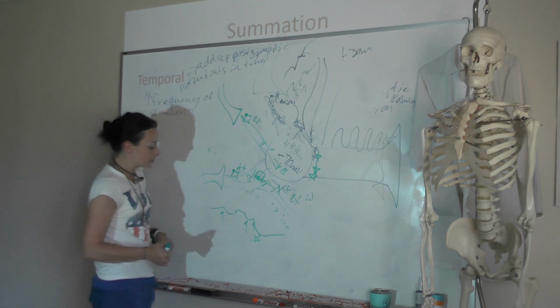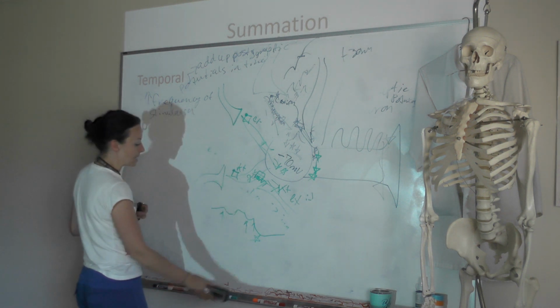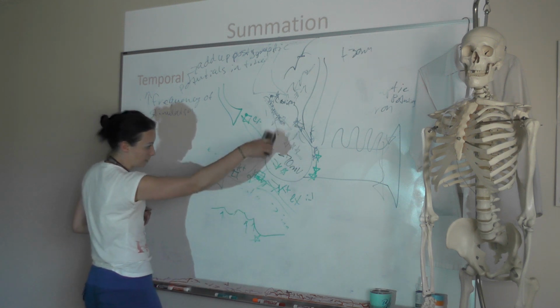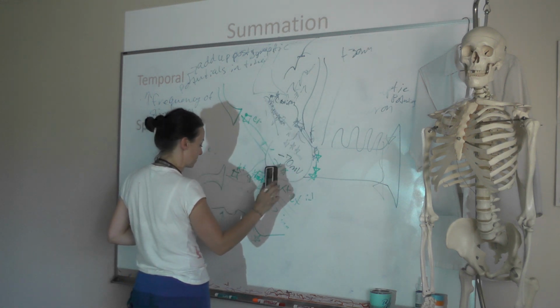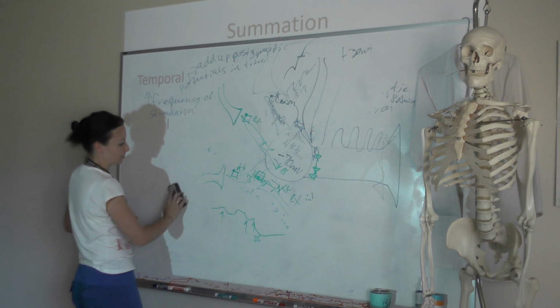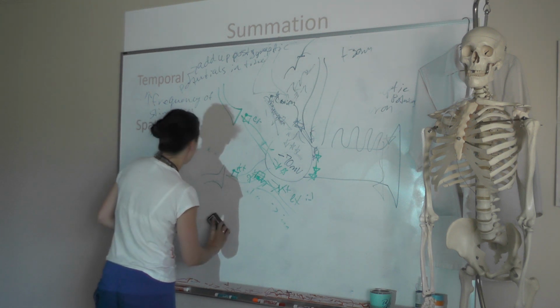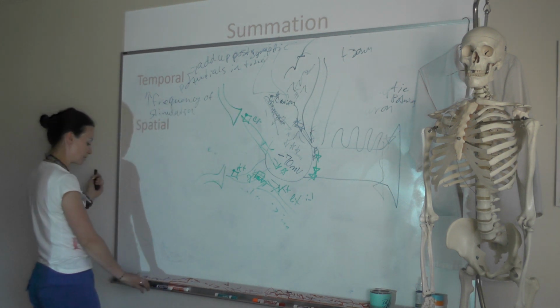So I could sum up both types in space. Now it's going to be even harder for this postsynaptic neuron to fire an action potential. All right, well, what's spatial summation?